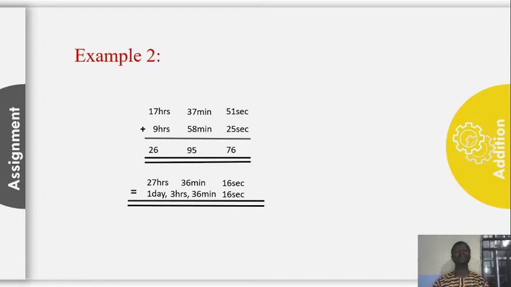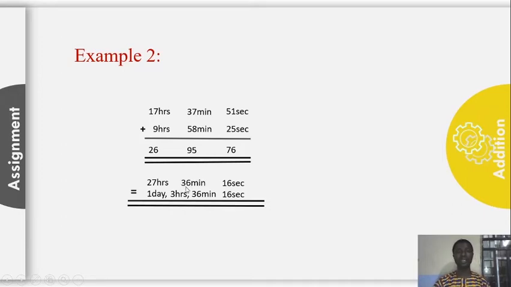This is 76 seconds, right? From 76 seconds, we can have a minute. Remember, 60 seconds make 1 minute. So, when you move 60 seconds away from 76 seconds, you are left with 16 seconds. That is why we have 16 seconds written here. Now, the 1 minute you moved away, of course, you add to 95 minutes. And that gives you 96 minutes. From 96 minutes, if you move 60 minutes away, you are left with 36 minutes. That is why you have 36 minutes written here.